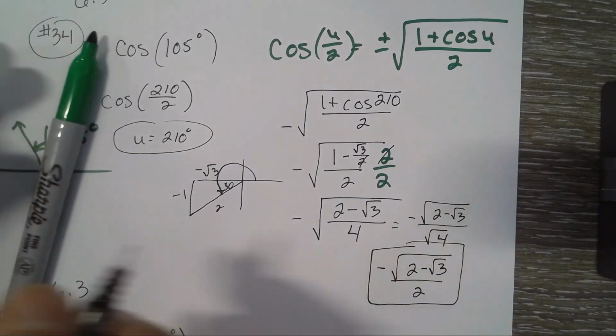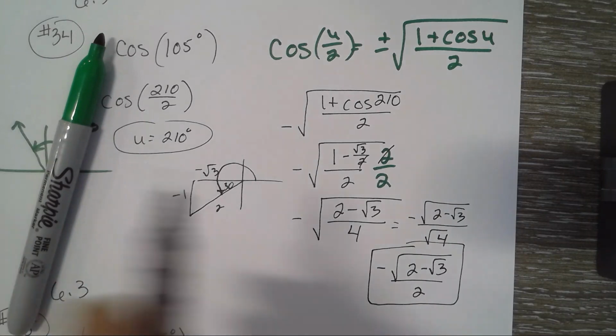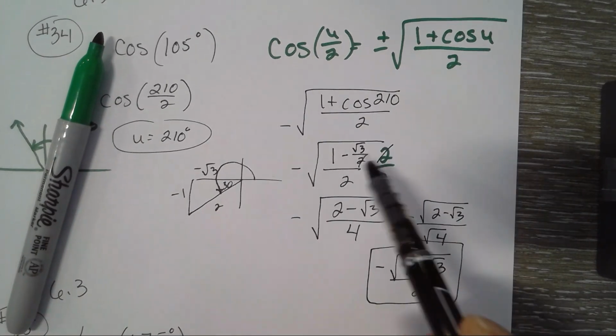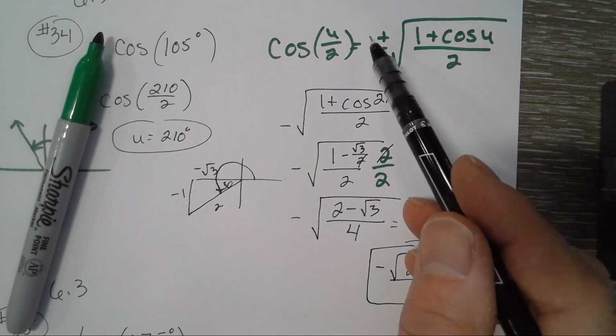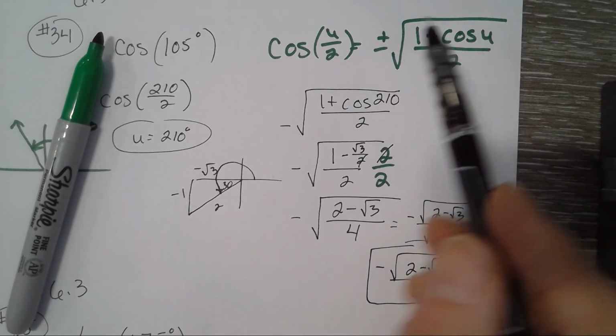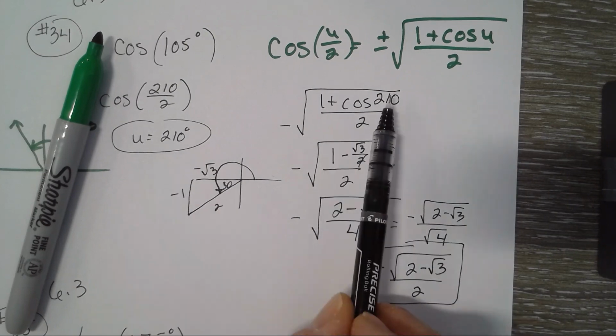It's just one step after another, sub steps. You've got choosing the right formula, choosing the positive or the negative, figuring out what u is, evaluating, and then simplifying.